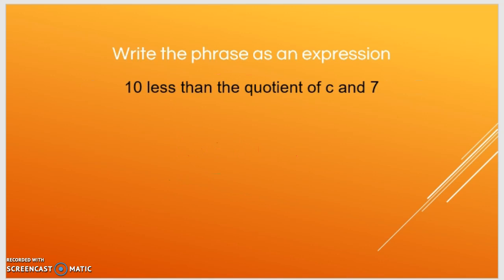For our next one, 10 less than the quotient. So we have less than and we have quotient. Subtraction, quotient is division. So it says 10 less than the quotient. I know that whenever it says less than, pretend like I said 10 less than 15. We know that 10 less than 15 is 5, but you had to put the 10 on the back end in order to get that answer. So we're going to put 10 on the back end here. And then we have the quotient of c and 7, so that's division. So I'd have c divided by 7 minus 10. That would be my final answer.